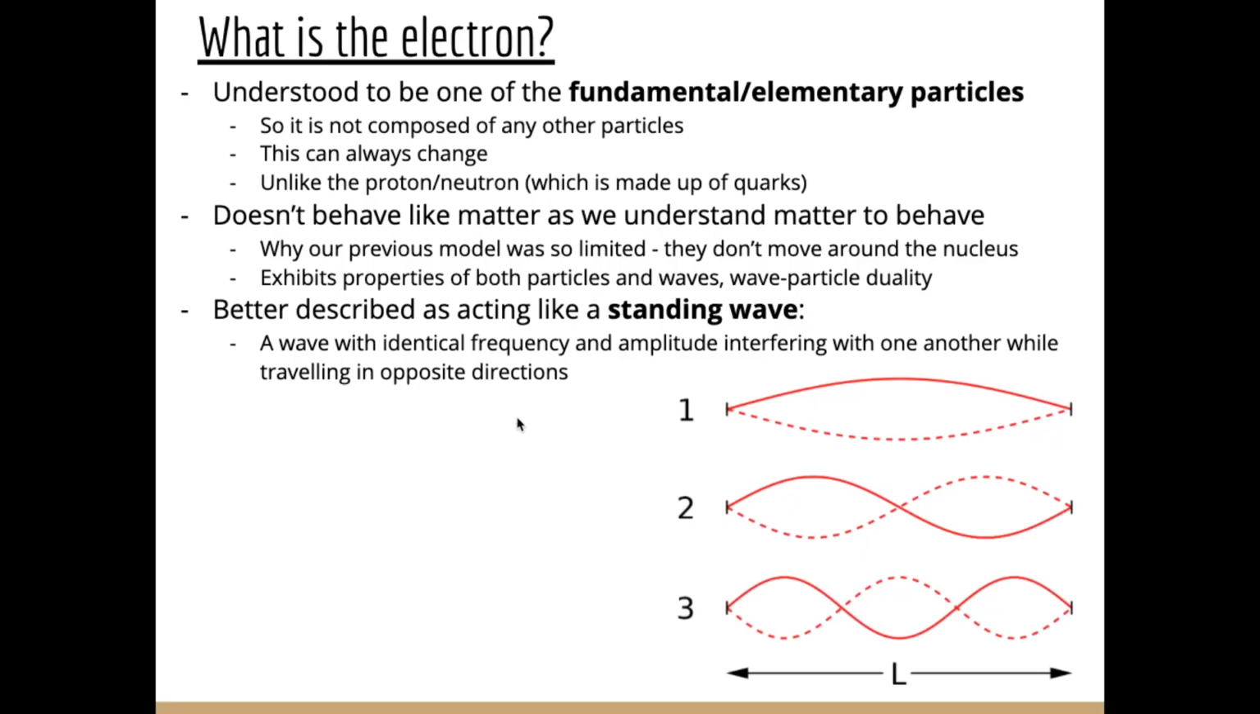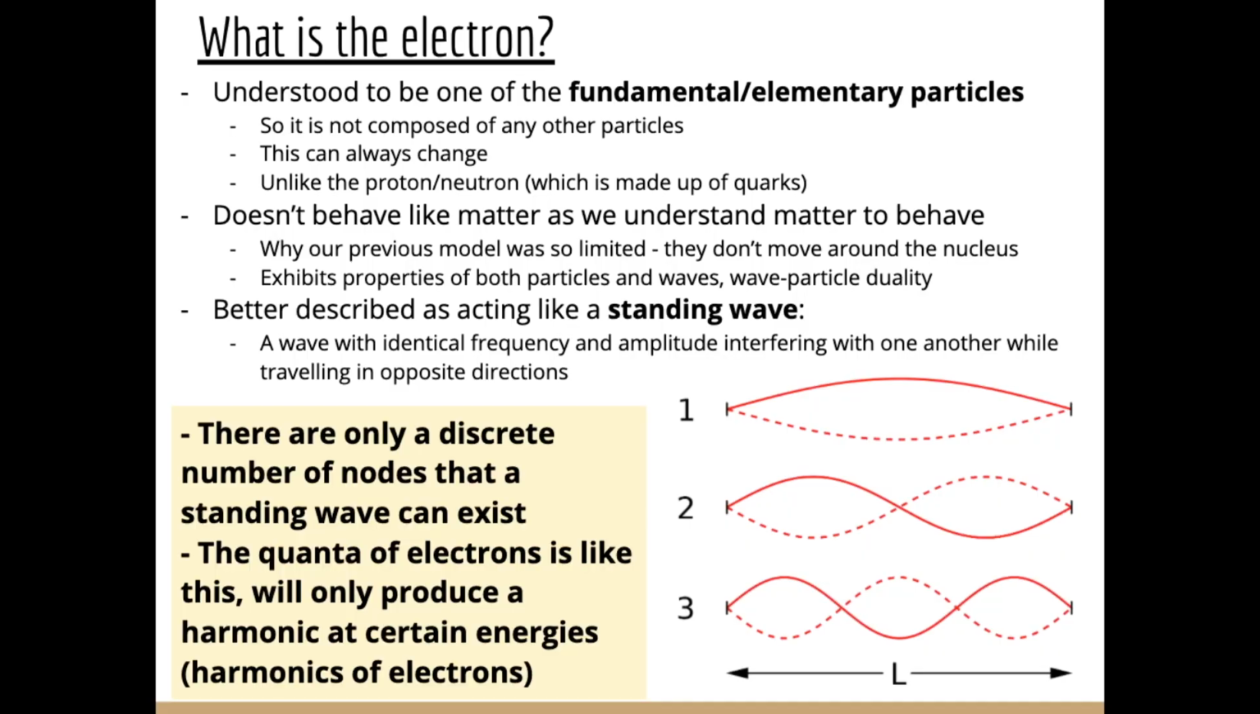But what's important about this for us is that this is a great way to think about the electron, because there's only specific nodes that a standing wave can exist at. So you can't just have a standing wave for a continuous amount. It has to be quantized. It has to be a discrete number. There are only a discrete number of nodes that a standing wave can exist. The quanta of electrons is a lot like this. Will produce a harmonic at certain energies. We call this the harmonics of electrons.